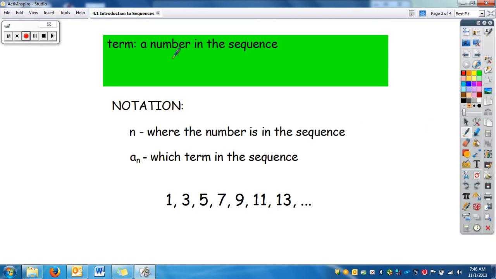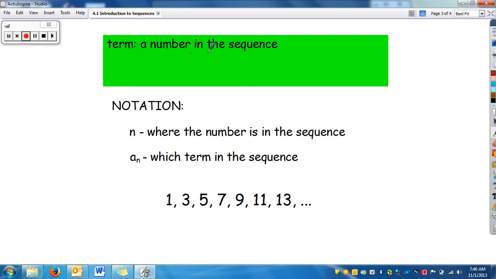Other terminology is a term. A term is a number in the sequence. Sequences can have infinite number of terms. So the notation for the term is a sub n, where n is the number where the term is in the sequence. So here, this is the first one, 1, 2, 3, 4, and so forth.